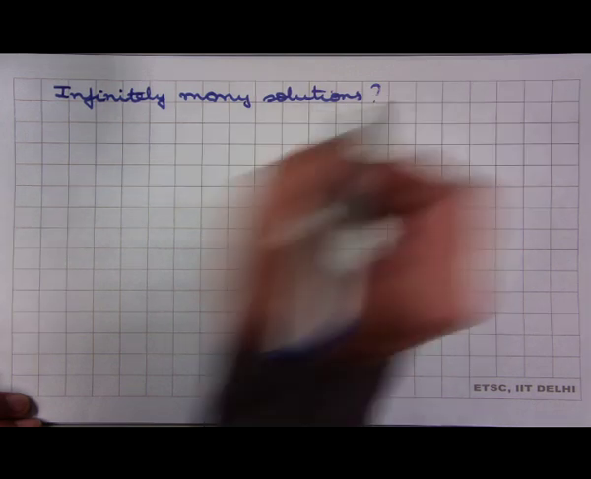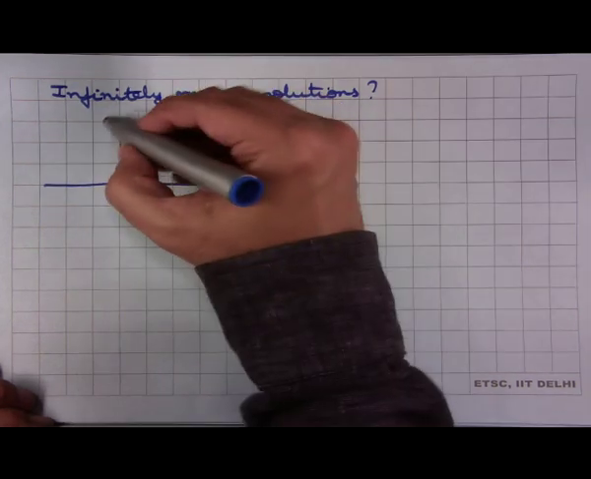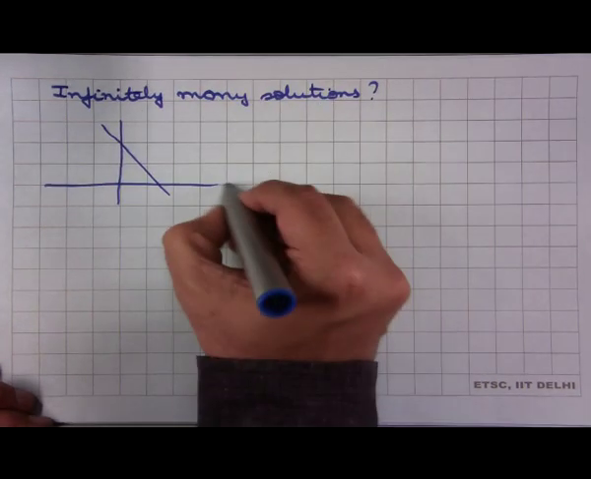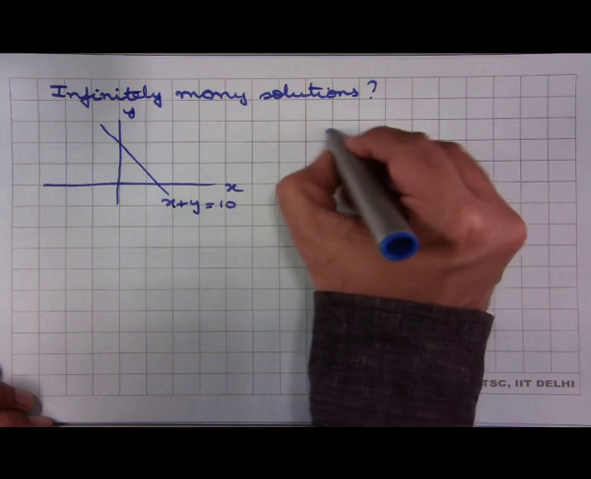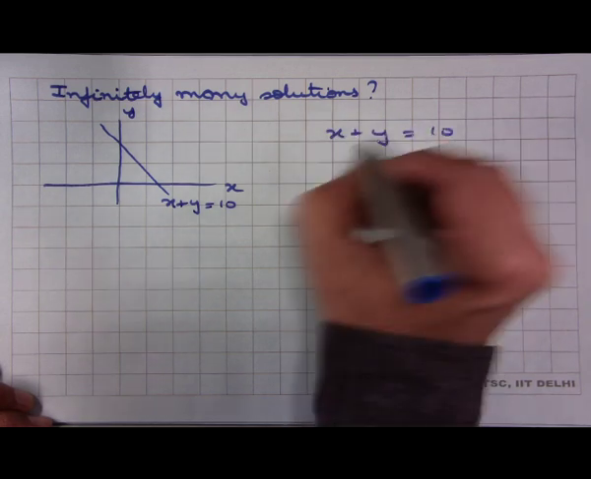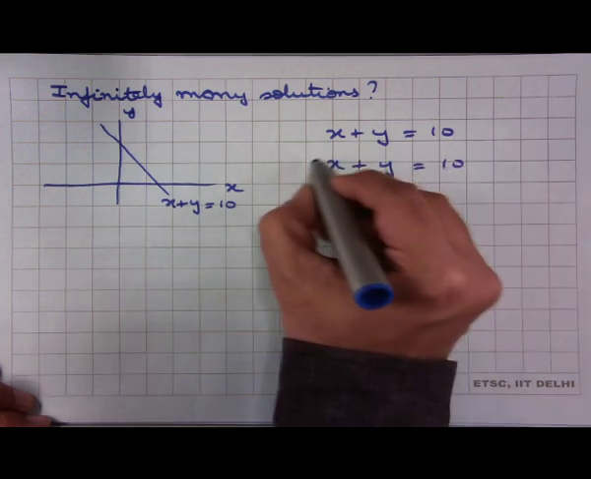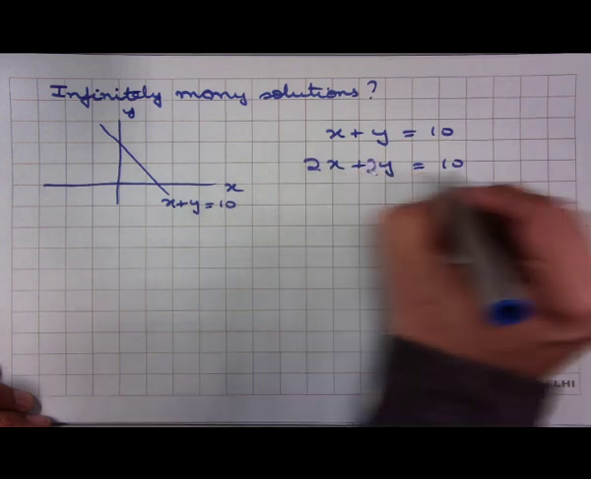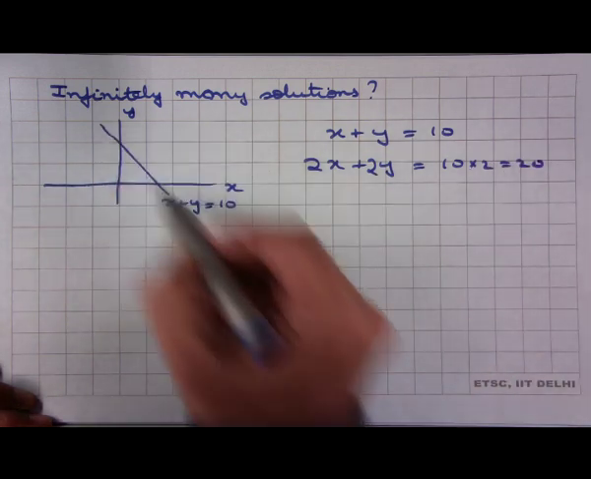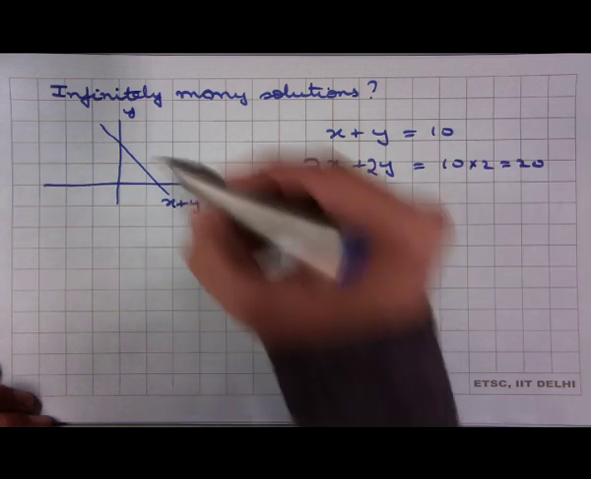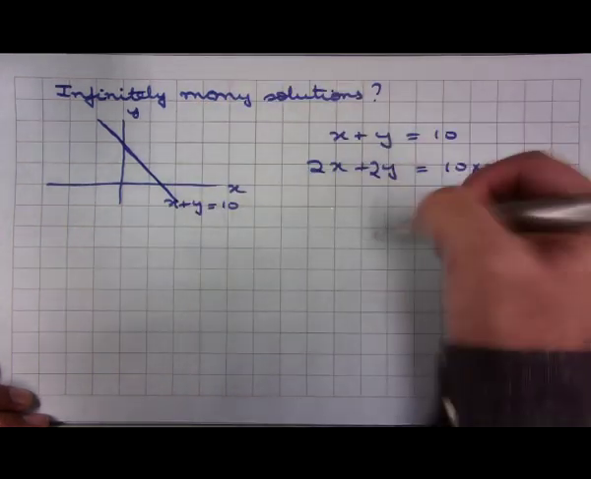So, let us look at this geometrically. The idea is that if we have the same equation, like x plus y equal to 10, an equation of a line, it may not appear directly as x plus y equal to 10. It could be something like 2x plus 2y equal to 10 into 2, or 20, because this is still a representation of the equation of the same line. So, we have infinitely many solutions. Why? Because any point on this line is going to solve these two.